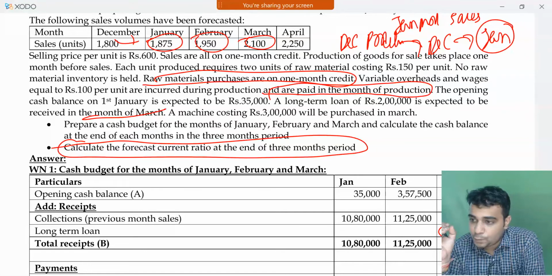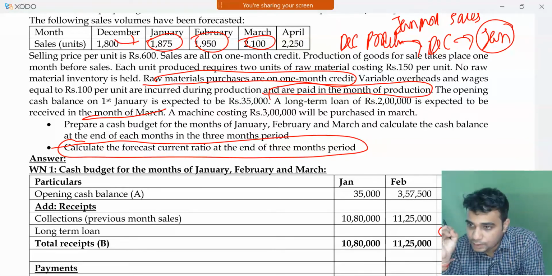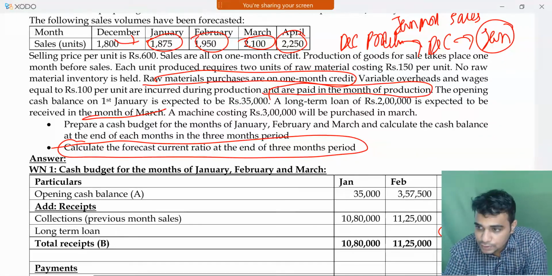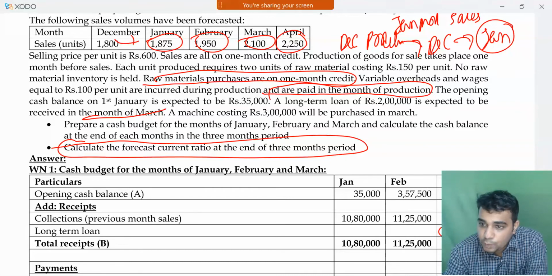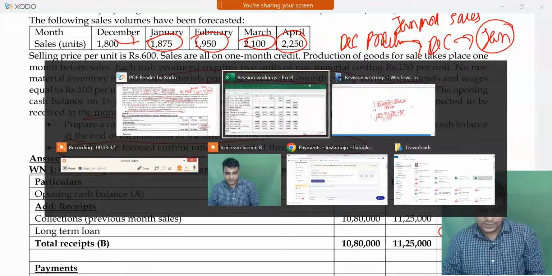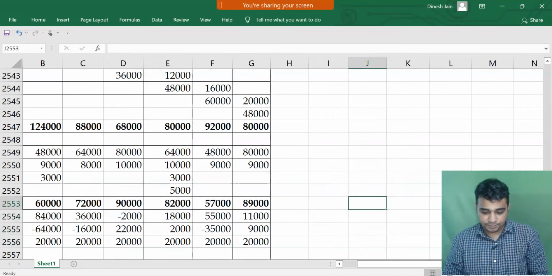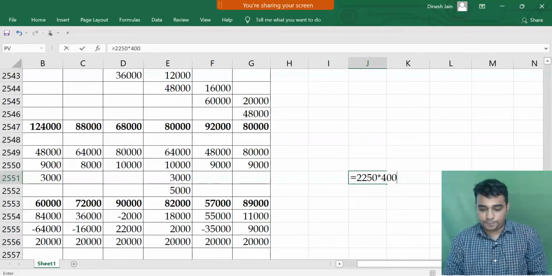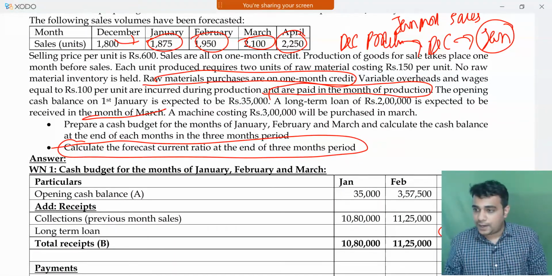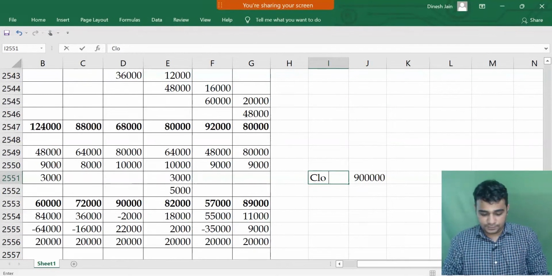Few points which I can say. One, there will be a closing stock. What will be the closing stock is 2250 units. Why will this closing stock be there? Because you produce 1 month in advance. Production happens 1 month prior to the sales. So there will be a closing stock of FG of 2250 into 400 rupees. What is 400 is raw material cost of 300 rupees and labor and overheads of 100 rupees. So this is the closing FG.